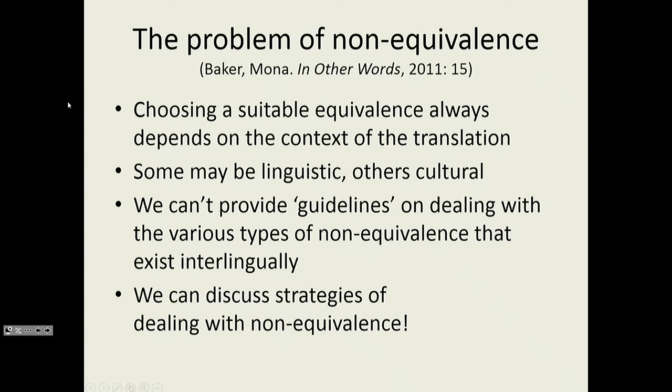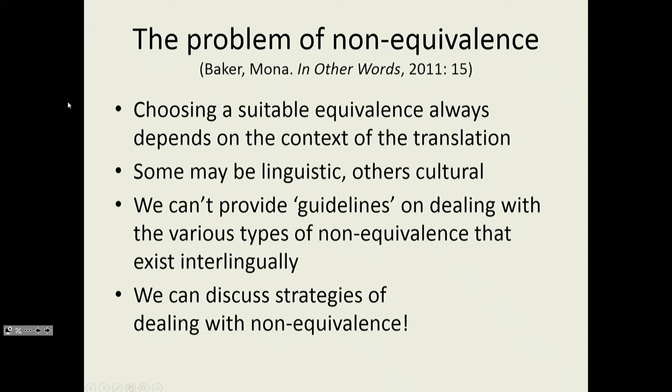The problem of non-equivalence, so this is describing the problem of when we can't find an actual equivalent in our target culture, is described in quite a lot of detail by Mona Baker in her 2011 revised edition of In Other Words. And Mona Baker is a theorist that is often aligned to equivalence. Choosing a suitable equivalence, of course, always depends on the context of the translation. Some might be linguistic, others cultural.